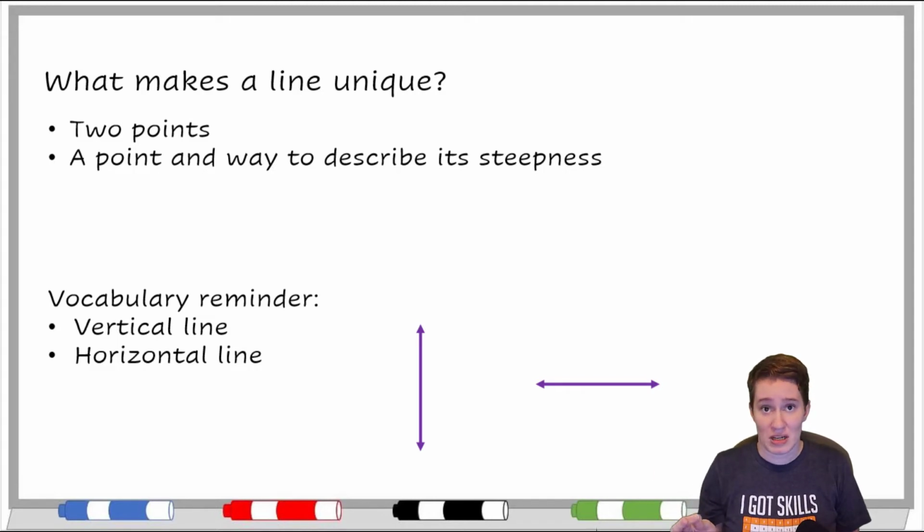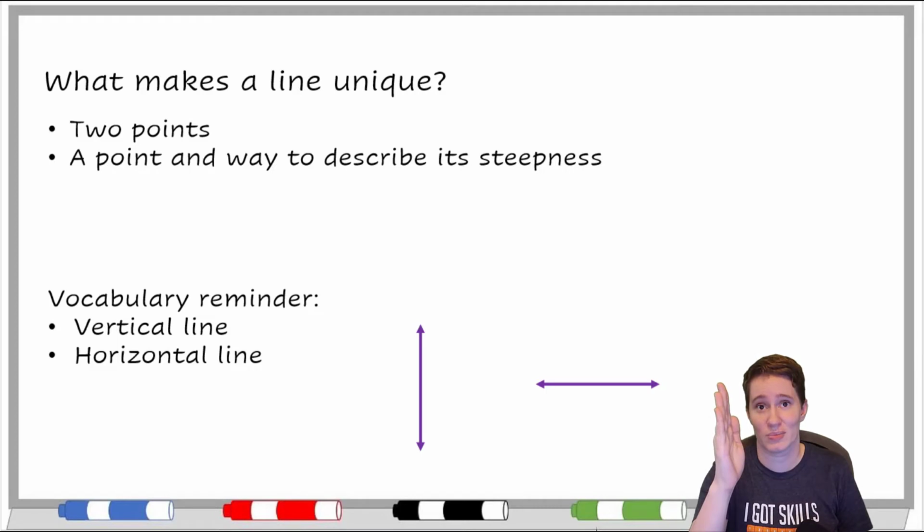A vocabulary reminder is the idea of vertical lines and horizontal lines. And the only reason we care about the specific words is just so that as we're talking, we know we're talking about the same thing. So if I said, hey, this is a vertical line, it'd be nice if you thought of an up and down line instead of a side-to-side line, which is a horizontal line.